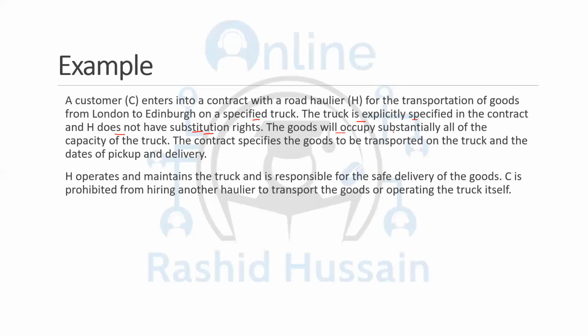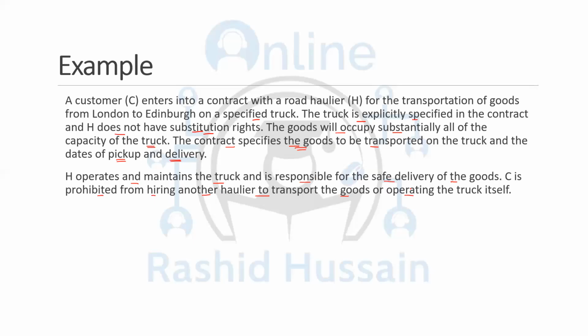The goods will occupy substantially all of the capacity of the truck. The contract specifies the goods to be transported. That means you can only take those goods on the truck, and dates of pickup and the delivery as well. That means the certain time period is mentioned, at this time these goods will be picked up and delivered at a certain place. H operates and maintains the truck and is responsible for the safe delivery of the goods. C is prohibited from hiring another haulier to transport the goods or operating the truck itself.